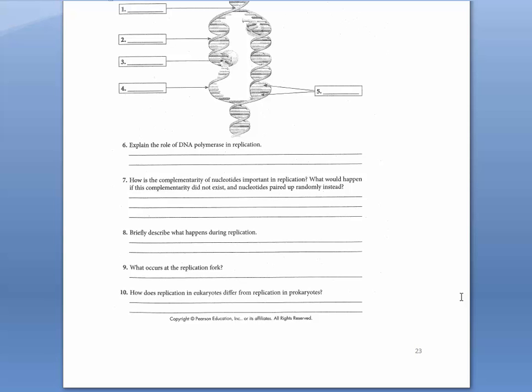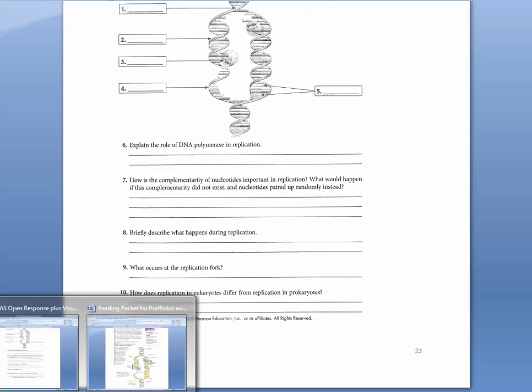8. Briefly describe what happens during replication. Question 9. What occurs at the replication fork? And 10. How does replication in eukaryotes differ from replication in prokaryotes? Okay, let's answer number 6.